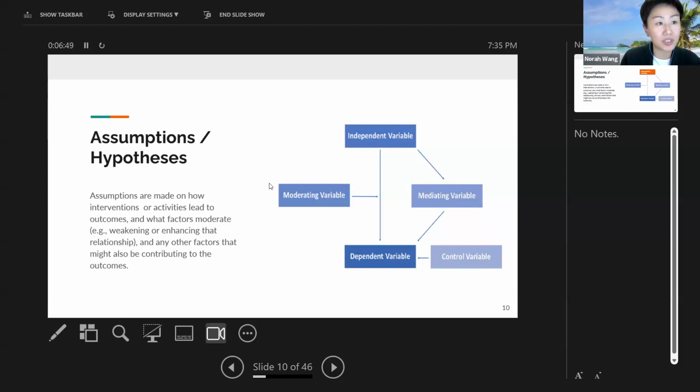Your interventions, the X, right? So the dependent variables are basically the outcomes, the outcomes you want to achieve. In order to articulate assumptions, we need to identify, amongst all these program activities and outcomes, we need to be able to theorize. What are the independent variables we are investigating, what are the dependent variables we are looking at, and what are the variables moderating these relationships?